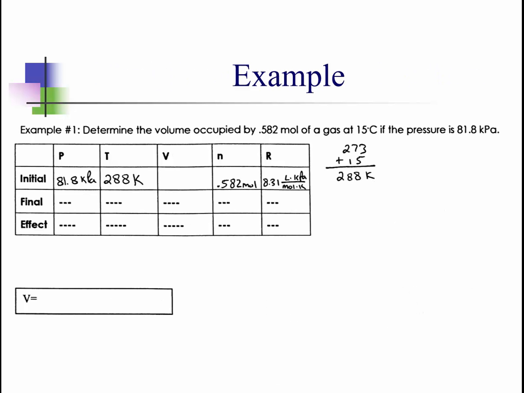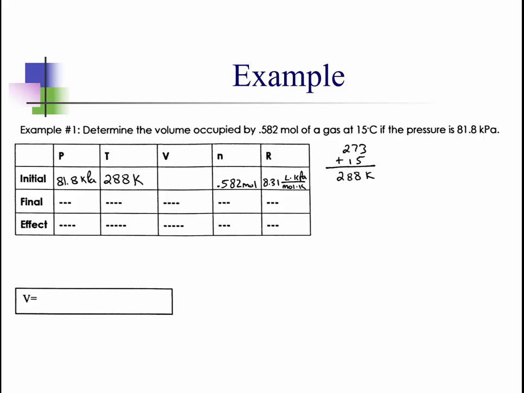So the first example, you want to determine the volume occupied by 0.582 moles of a gas at 15 degrees Celsius if the pressure is 81.8 kPa. So go ahead and fill in your boxes, 81.8 kPa. The 288 Kelvin, how did I get that? Well, I added 15 to 273, got 288 K, and my number of moles is 0.582.